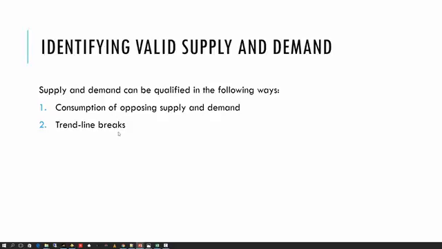Additionally, we have something called a trend line break. We use trend lines to define the structure of a market. And so if we have an area of supply and demand which is strong enough to break the structure of the market, then we know that there is enough muscle in this area of supply and demand to cause the break, which also qualifies the area of supply and demand. We'll look into this in greater detail shortly.